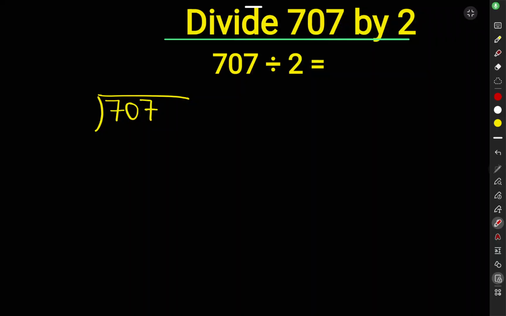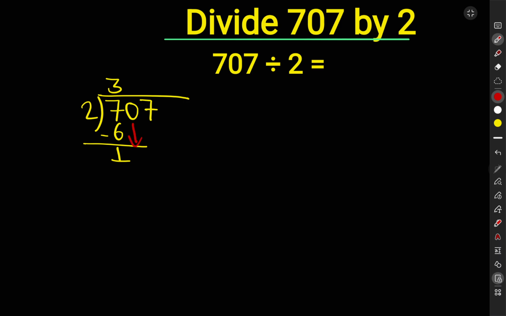We divide 707 by 2 in the long division method. So 2 times 3 is 6. On subtracting, we get 1.